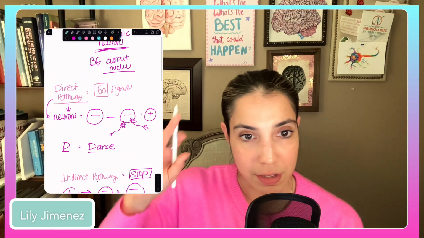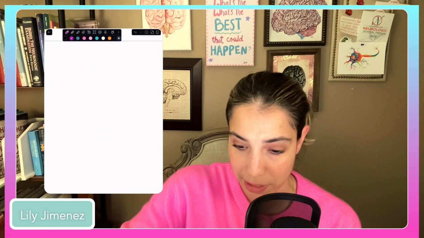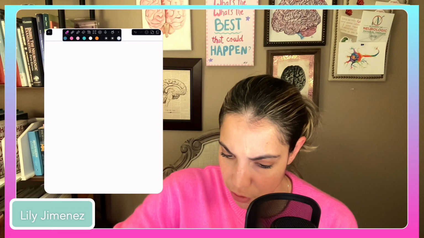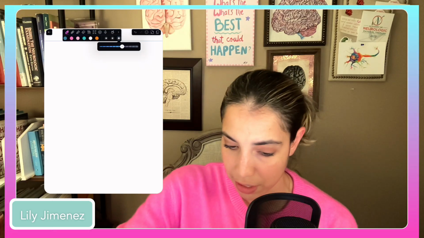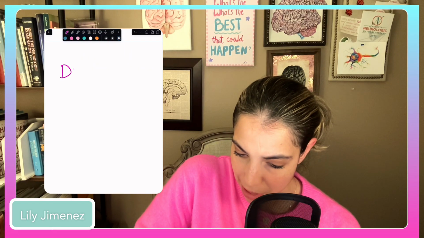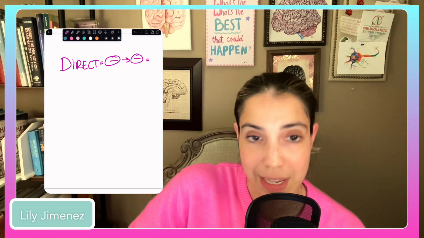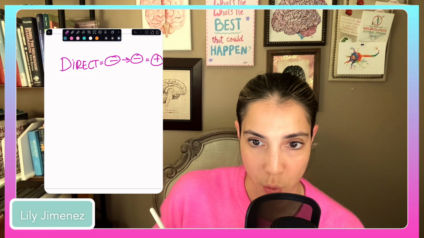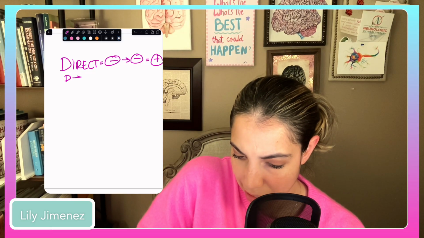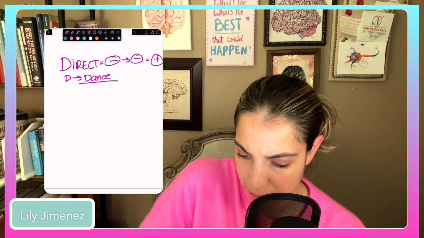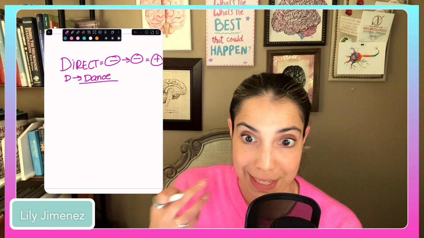So, summary. I'm going to make it a new page. This is what you need to know. Straight to the point. Don't confuse yourself by reading too much about it when it comes to NCS, because then you're going to confuse yourself. Direct pathway: it's going to inhibit the inhibitory neurons, which means net effect excitation of the cortex. Okay? Direct, D, dance. It's going to allow me to move. Remember, movement is excitation of the cortex.